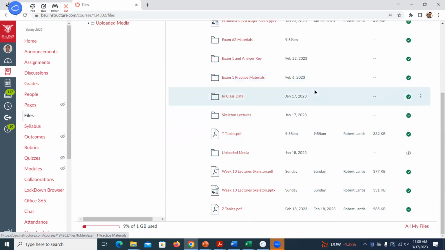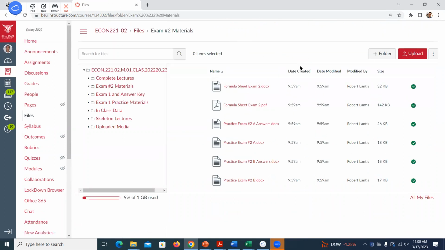I also put up practice materials for the next exam, which is going to be 2 weeks from today. Okay, so 2 weeks, I'll put an announcement on my Canvas that mentions all this. But 2 weeks from today, we'll have the next in-class exam. We'll finish confidence intervals today.